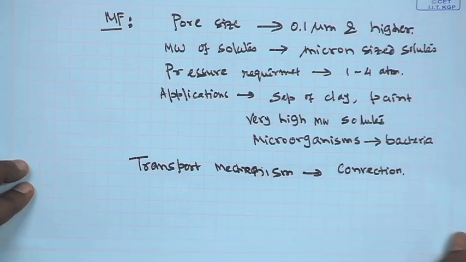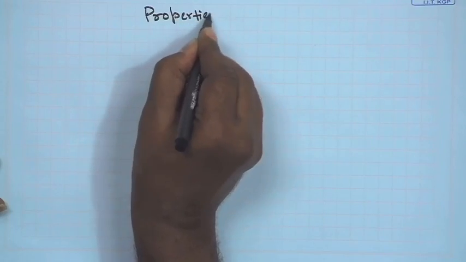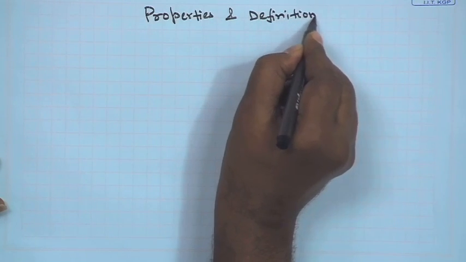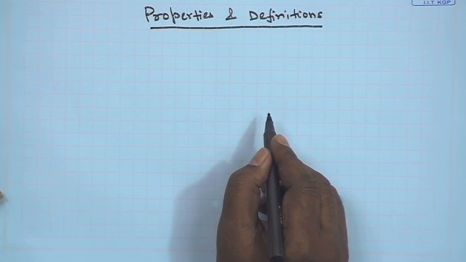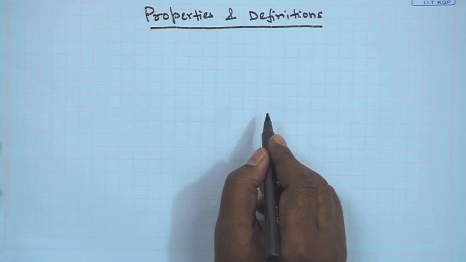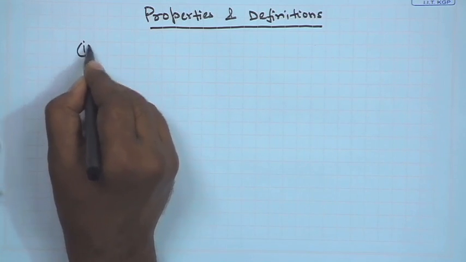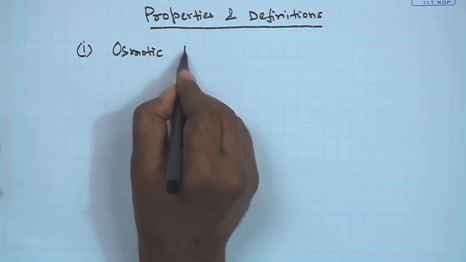Okay. So, these are the four major categories of membrane based separation process. Now, we will be looking into the various properties and definitions which we will come across quite often in this course in order to model and simulate the process. So, the first property that we will look into is the osmotic pressure of a solution.